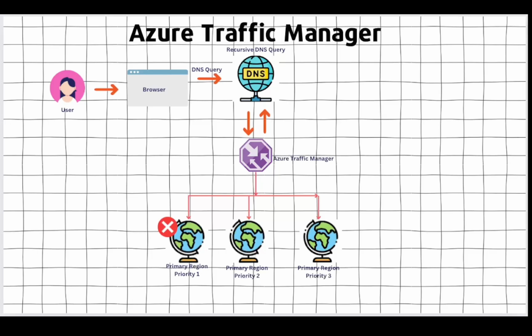Now, if, for example, one of the regions is down, the Azure Traffic Manager is going to send a response back to the recursive DNS query that the current available region is primary region 2. And this information is then sent back to the browser. The user will then directly connect to the primary region 2. So this is how an Azure Traffic Manager works.